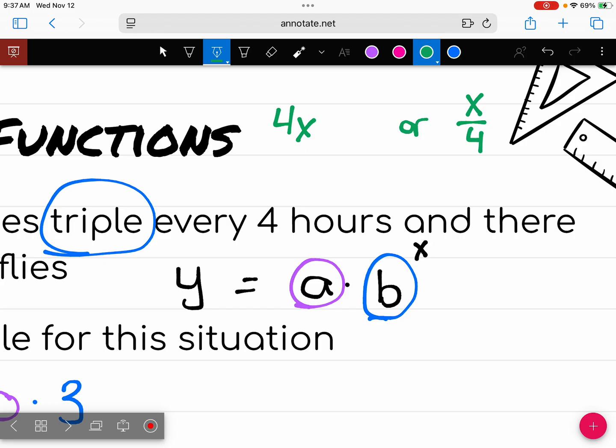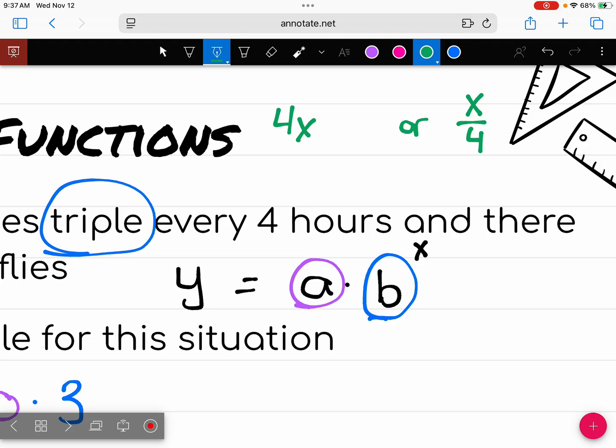So in 4 hours, we're going to have how many fruit flies? If I'm not thinking equation right now, in 4 hours, how many fruit flies are we going to have? 300. So it's tripling once in that 4 hours, right? We have our 100 times 3, it tripled 1 time. So I want, when x equals 4, my exponent to be 1.